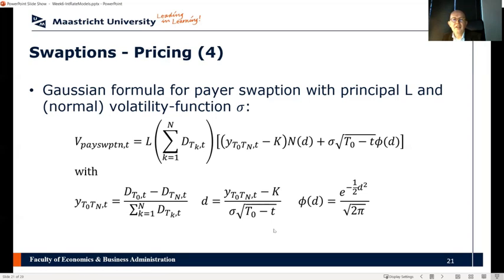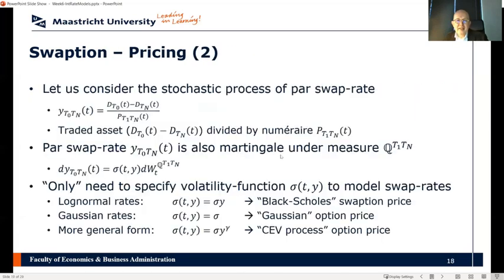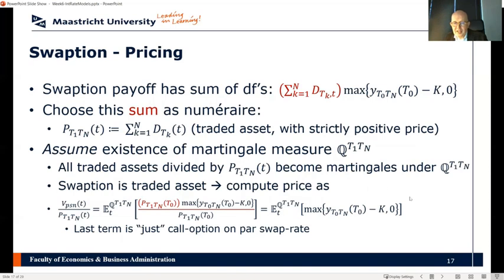So this is how many normal standard deviations the forward par swap rate is away from the strike. And again, this formula can be obtained from straightforward integration of this expectation here, given that I endow the par swap rate with a normal distribution with mean equal to the forward par swap rate that I see at current time, small t, and a variance equal to sigma squared times (T minus t).